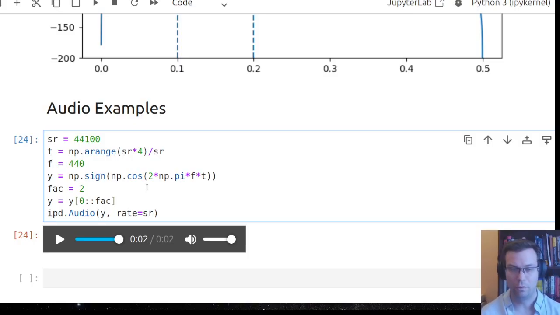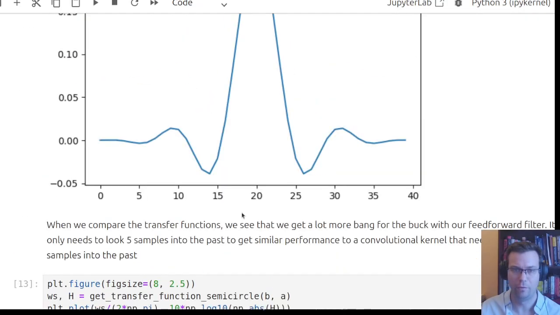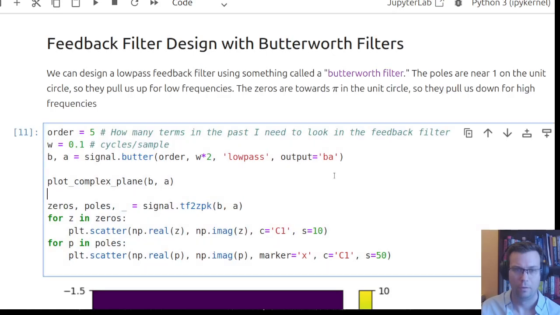And one thing you can do is make a low pass filter that filters out everything above a certain amount before doing this decimation. So let me go ahead and grab some code that I was working with before to make a lower order low pass filter here. So I'll do it like this.